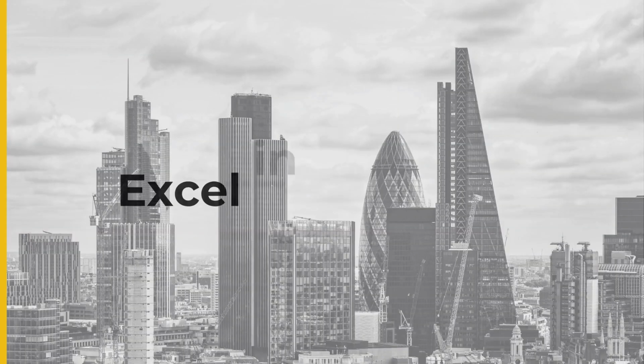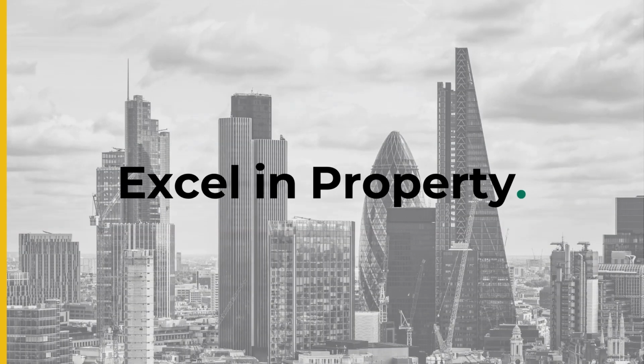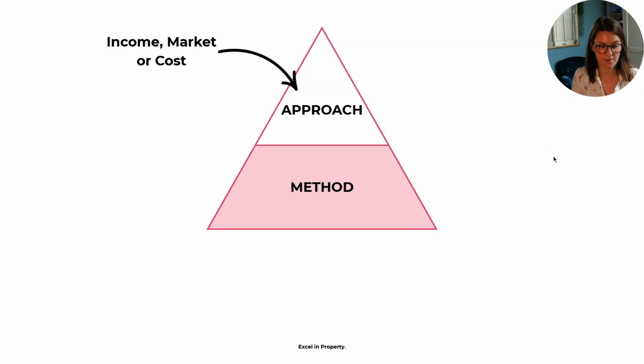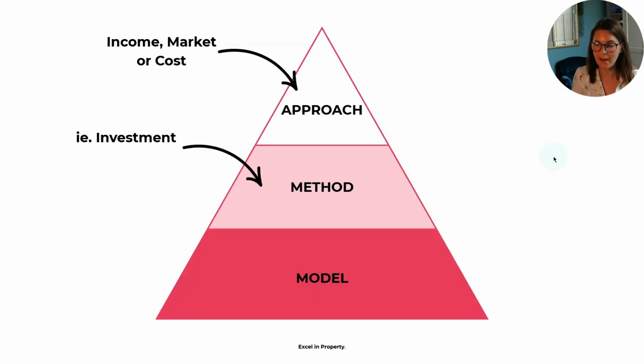In this lesson, we're going to be talking about the valuation hierarchy. So that is the hierarchy that allows us to choose the correct technique for valuing a property. Every valuation should be grounded in one of the RICS's recognised approaches: income, market, or cost. Then we choose the method, like the investment method, which is based on the asset type and available data. And finally, in the hierarchy, we pick the model.